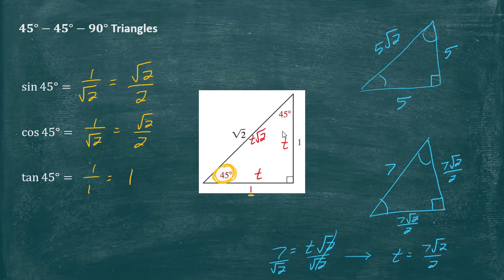So having that ratio memorized, the idea of the two legs being labeled as T's and then the hypotenuse being that number times the square root of 2, or T rad 2, can help simplify or speed up that process of solving 45, 45, 90 triangles when it's all said and done.